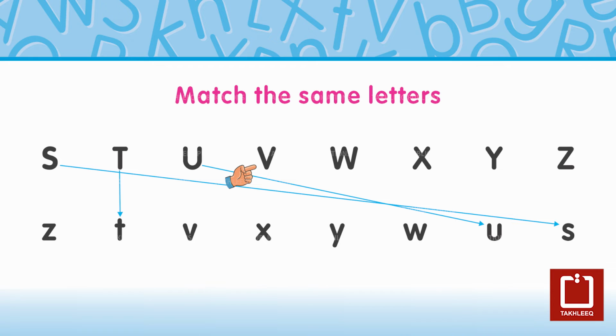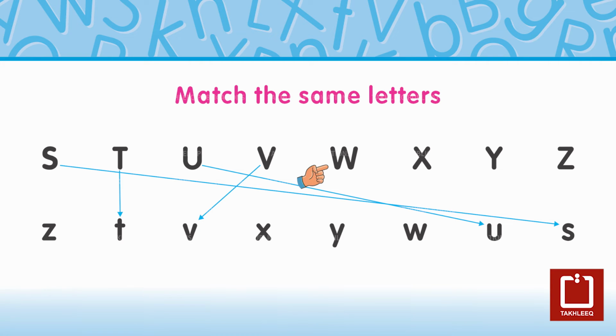This is capital letter V. Now we search small letter V in the second row. Z, T, V. Yes, this is small letter V. So we match capital letter V with small letter V.